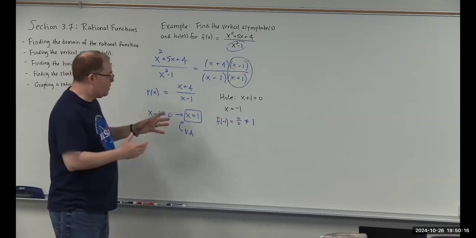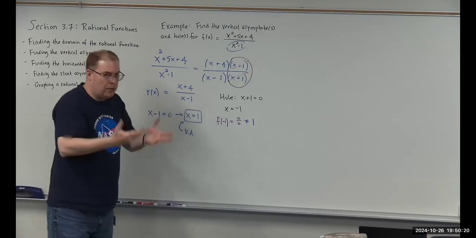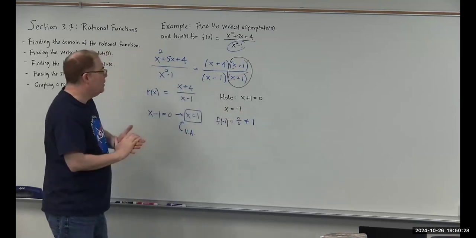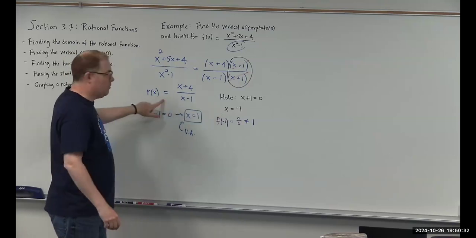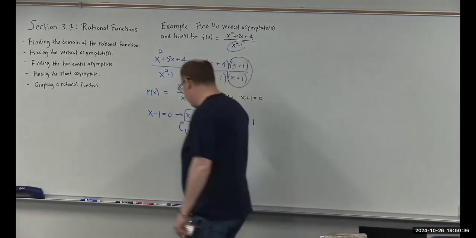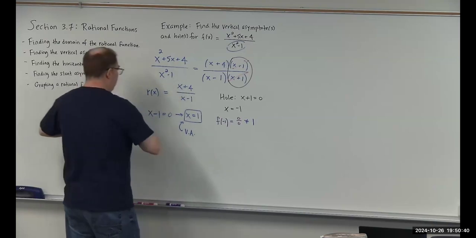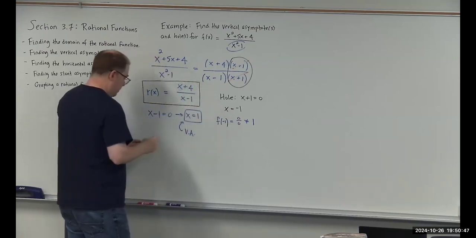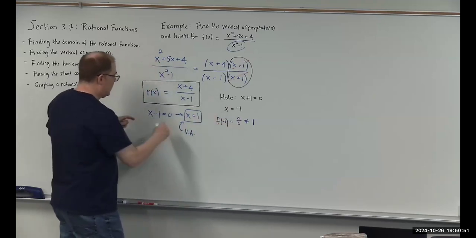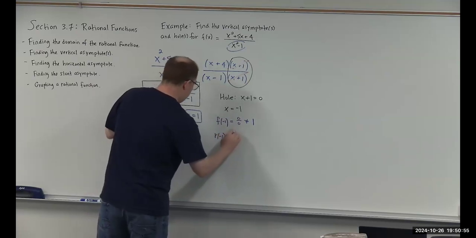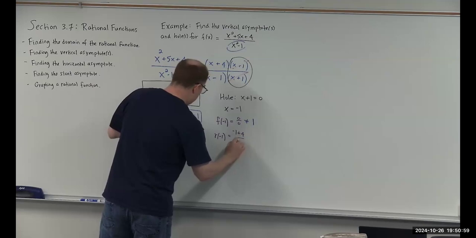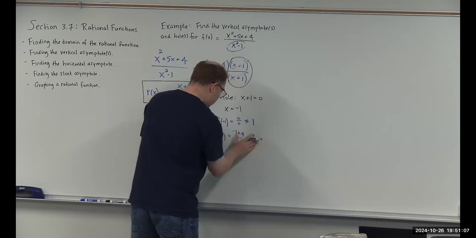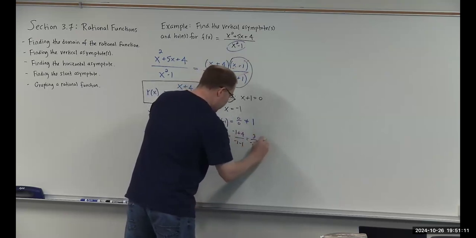So then the question is, what would be the output value? How do you find the y value? What you do is you plug that value back into the reduced function. When we plug negative 1 into here, we get negative 1 plus 4, and then negative 1 minus 1. That gives us 3 over negative 2, which is the same thing as negative 3 halves.